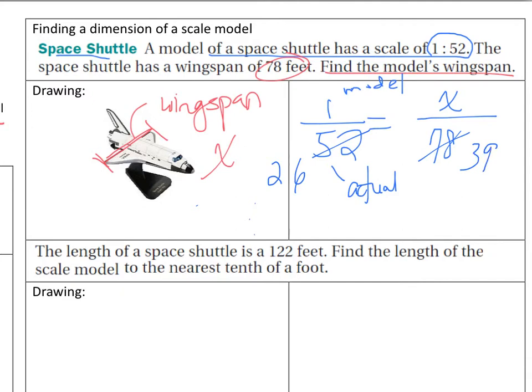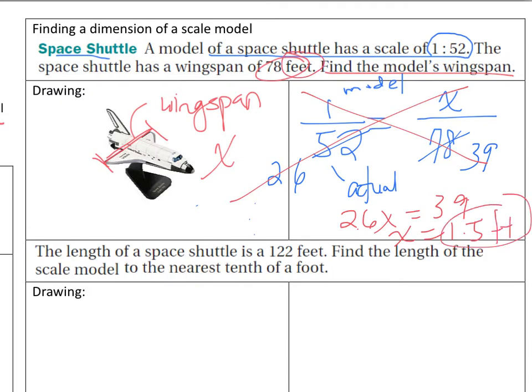We cannot simplify anymore, so we need to do our cross product. 26 times x is 26x. 1 times 39 is 39. And 39 divided by 26 would just be 1.5. And we need to label feet. That would be the model's wingspan. X would equal 1.5, so 1.5 feet.